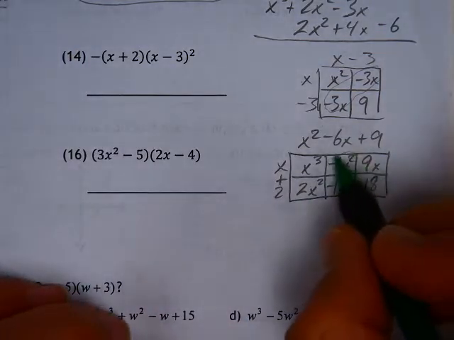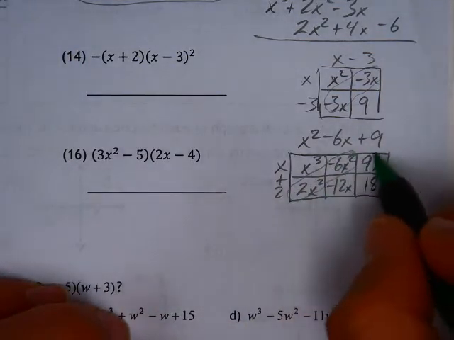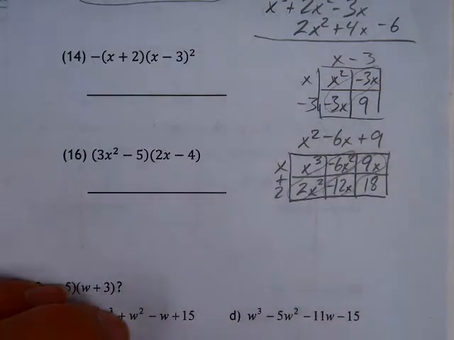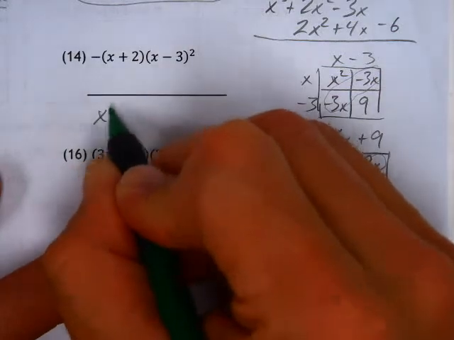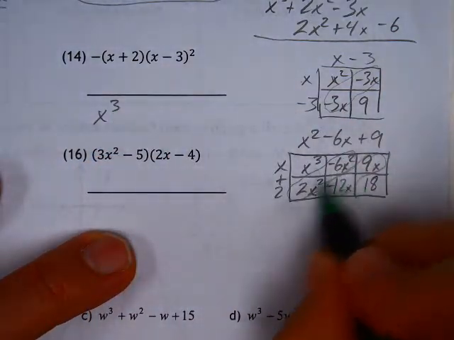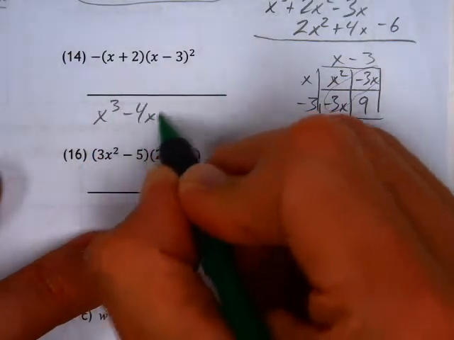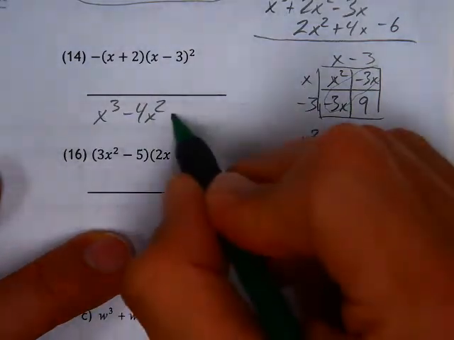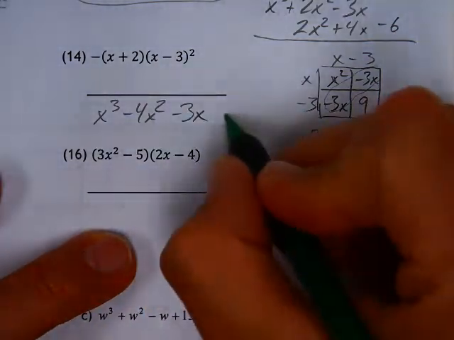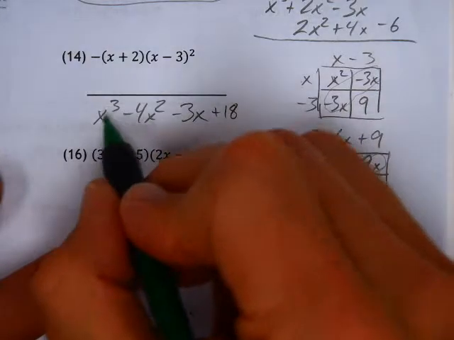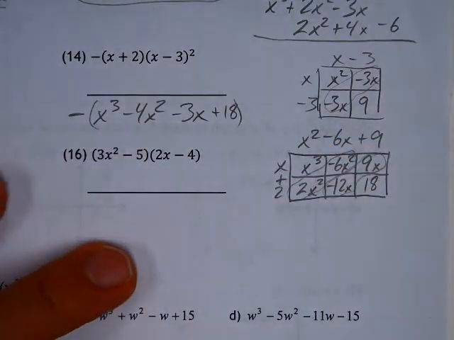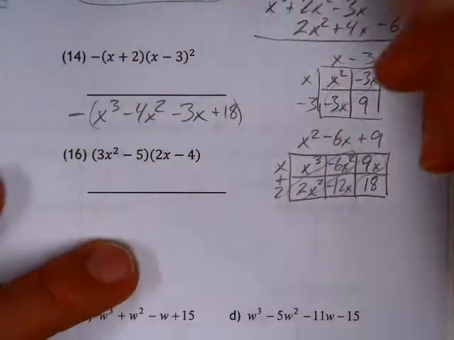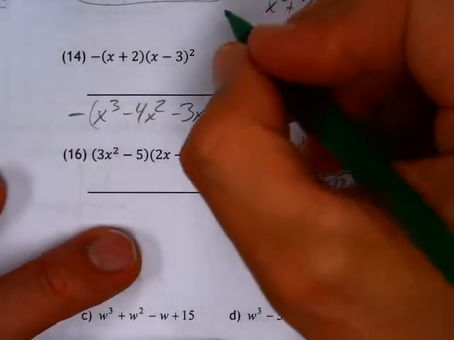Our like terms are always going to be diagonal from each other, so look for them. That's why the box is a nice way to organize. I'm going to write the answer down here: x cubed, negative 4x squared, negative 3x, and plus 18. The reason I wrote it down there is because we still have that unfinished business of the negative out in front, and that's the last thing you do. It's easy enough to just apply at the end.